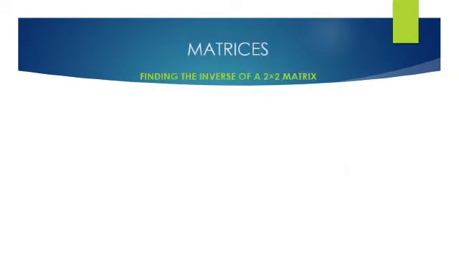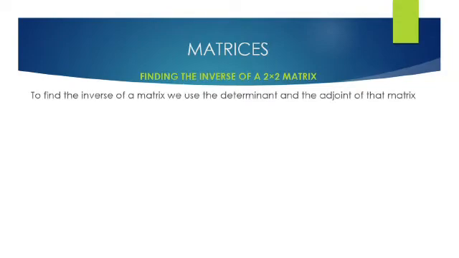So, to find the inverse of a 2 by 2 matrix, we use the determinant and the adjoint of that matrix. Basically, in syllabus D mathematics, the furthest they'll go is asking you about the inverse of a 2 by 2 matrix. So don't worry much about how you can find the inverse of a 3 by 3 matrix. Just worry and practice how we find the inverse of a 2 by 2 matrix.